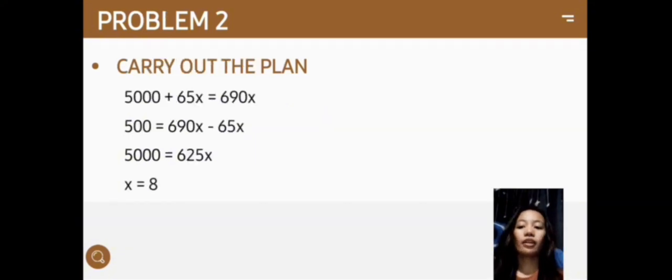Next, we carry out the plan. 5,000 plus 65X equals 690X. We transpose the X to the other side, so we have 5,000 equals 690X minus 65X. 5,000 equals 625X. So X will be 8.